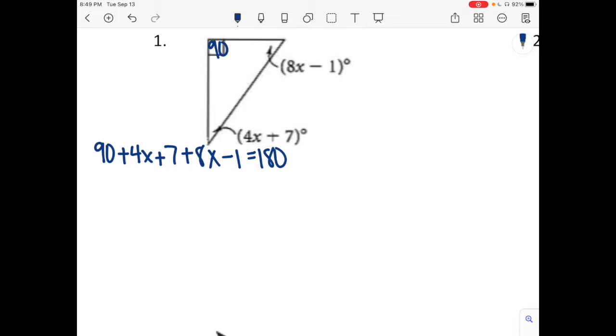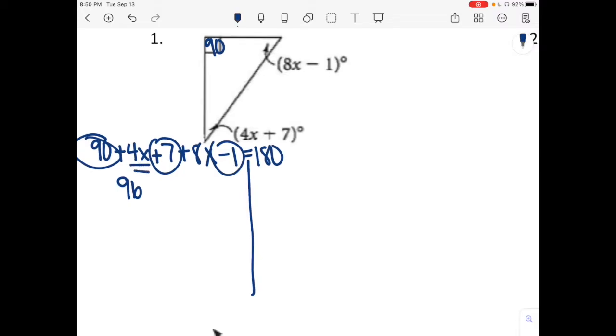And then I'm going to combine like terms. So 90 plus 7 minus 1 is going to be 96. And I combine like terms by just leaving the symbols because I'm not going across the equal sign. So then 4x plus 8x is plus 12x, and then all equals 180.